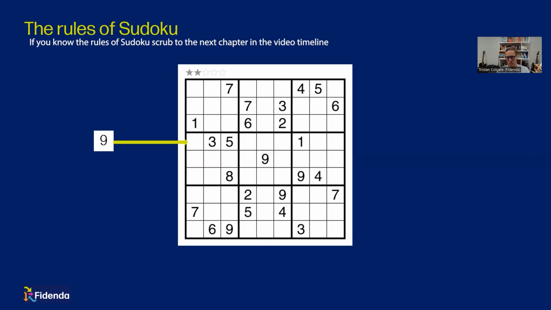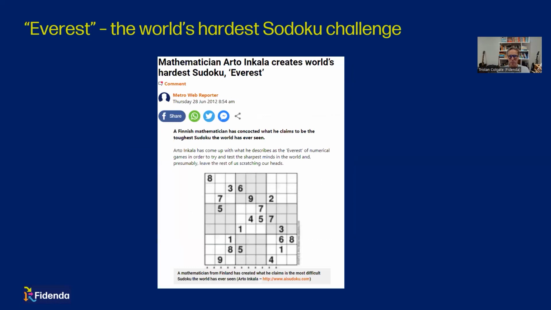And of course, some of these puzzles are easy, some of them are harder, and some of them are really hard. Back in 2012, a Finnish mathematician called Arto Inkala created what we believe is the world's hardest ever Sudoku. He called it Everest. I've never been able to solve this using pen and paper, so I thought I'd set myself the challenge of seeing whether I could build an Anaplan solution to solve it. The approach I took was using Optimizer, and that's what I'm going to show you today.